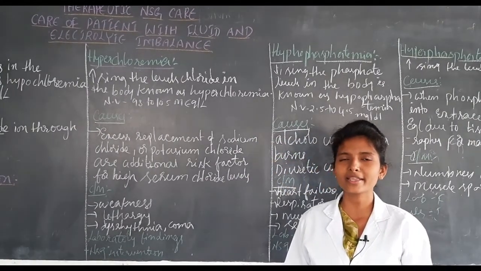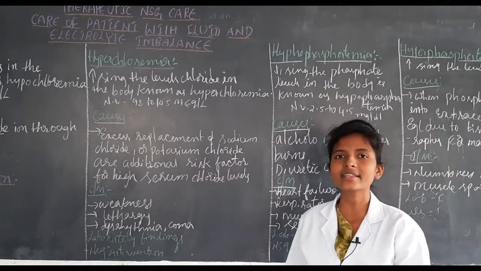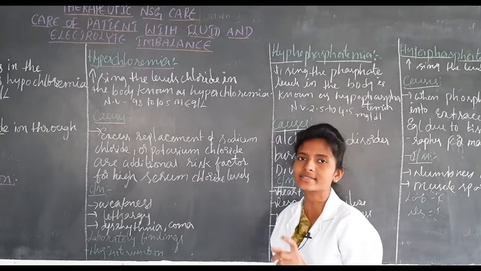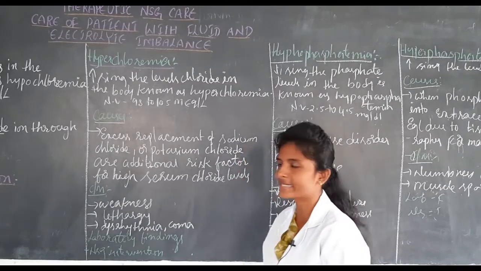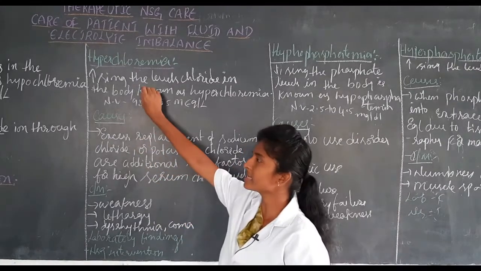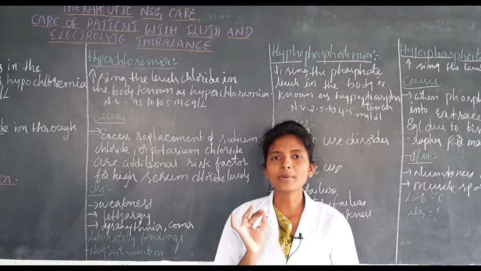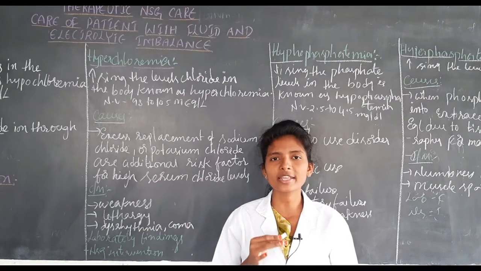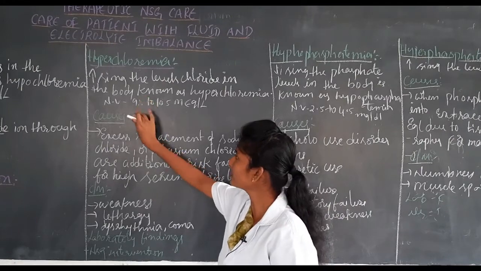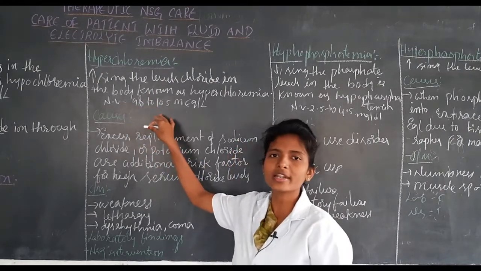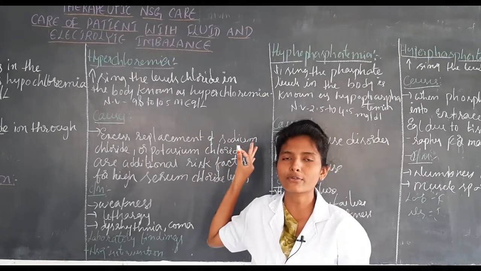Hyperchloremia. So what is the meaning of hyperchloremia? By the name itself we can understand that it is an increase in the levels of chlorides in the body. It is known as hyperchloremia. And what is the normal range of chlorides? That is 98 to 105 mEq per L. This is the normal range of chlorides.